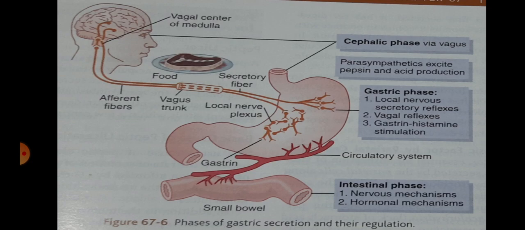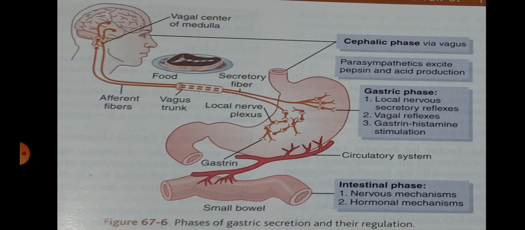We can see now how the intestinal phase is regulated: 1. nervous mechanisms, 2. hormonal mechanisms. Now let's talk about the inhibition of gastric secretion by other post-stomach intestinal factors. Although intestinal chyme slightly stimulates gastric secretion, accounting for about 10% of the acid response to a meal, right. Intestinal phase.